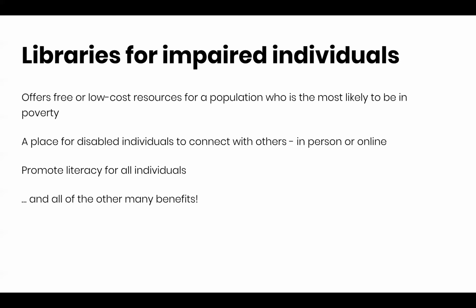It also offers a place where individuals can start to connect with others. We're promoting literacy for all individuals. And every benefit of a library still applies to those impaired individuals, but they might not be able to get some of those benefits in person. And so by designing for web accessibility, we can really make sure that all of the great library benefits apply to everyone.